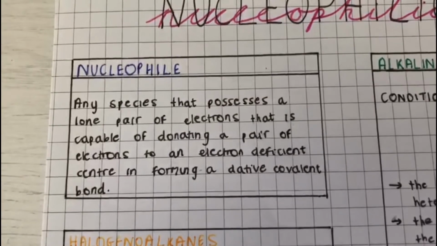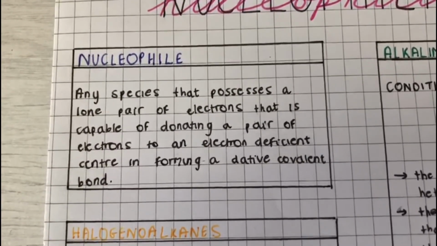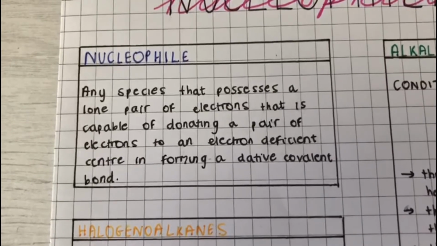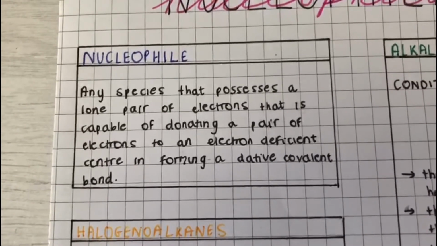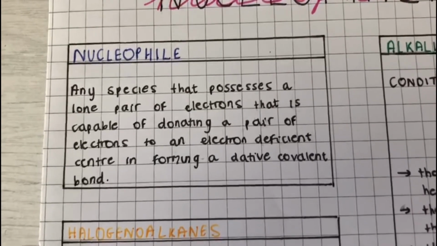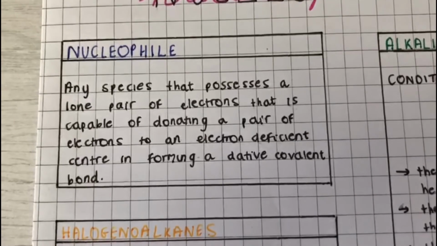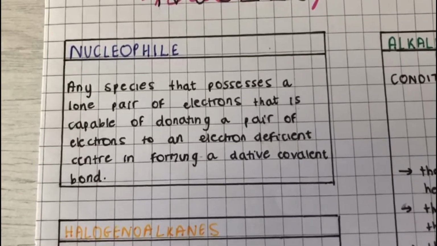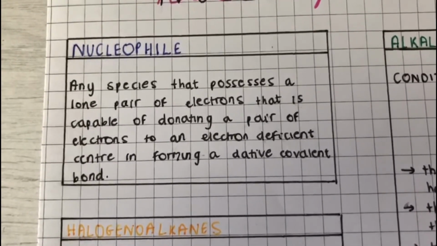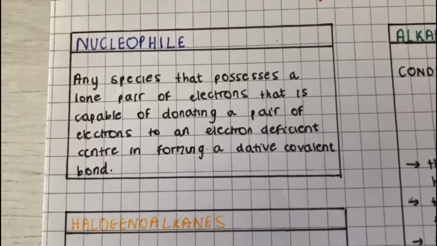A nucleophile is any species that possesses a lone pair of electrons that is capable of donating a pair of electrons to an electron-deficient centre, forming a dative covalent bond. Examples of nucleophiles are OH-, the hydroxide ion, and ammonia. Both of these species possess a lone pair of electrons and they essentially act like donors to an electron-deficient centre, forming a dative covalent bond.